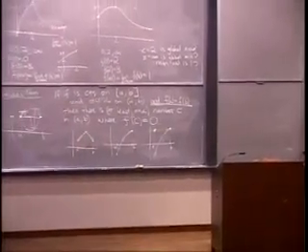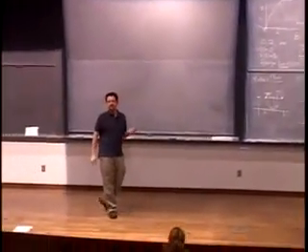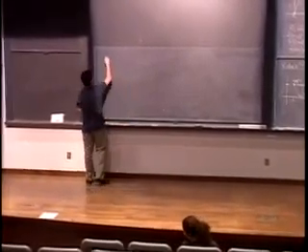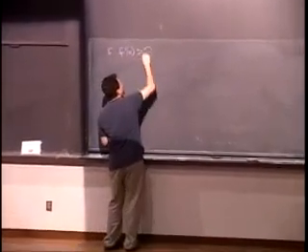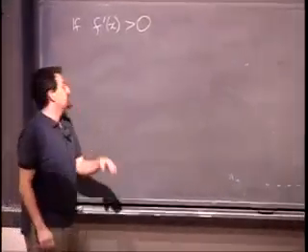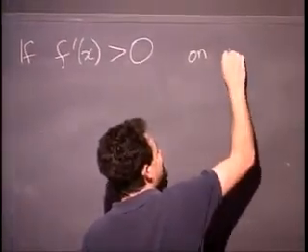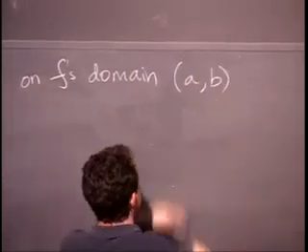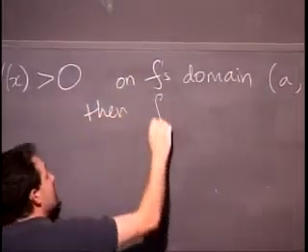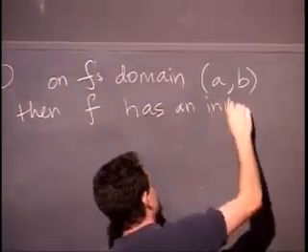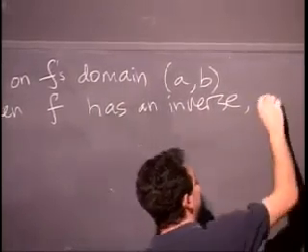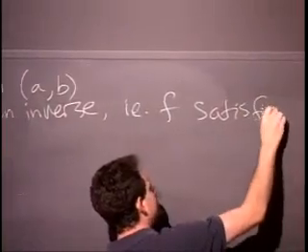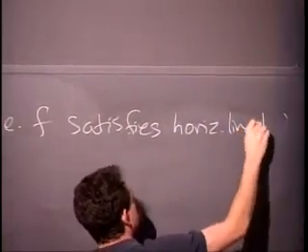So here's what it is. Last time we looked at inverses of functions, right? We tried to use the derivative to see if a function had an inverse. And what I said was, if f prime of x is greater than 0, so if f's derivative is always positive on some interval on f's domain, say AB, then f has an inverse. Another way of thinking of this is, i.e., f satisfies the horizontal line test. Okay, I said this last time, but now I would like to use Rolle's theorem to justify this.